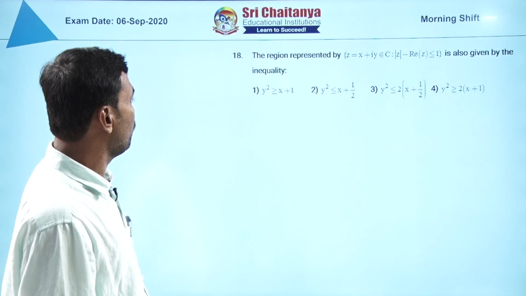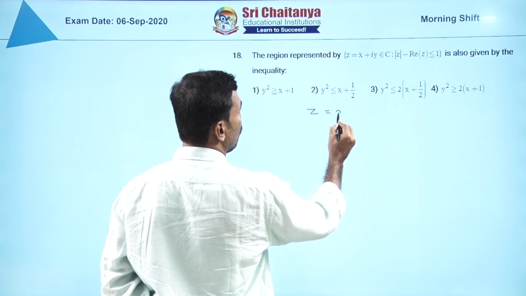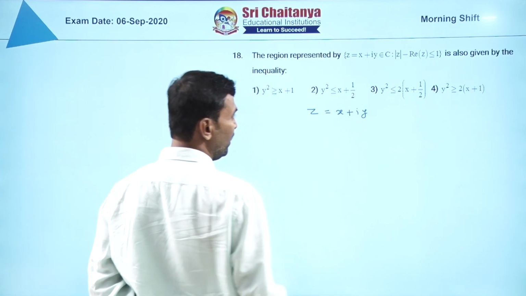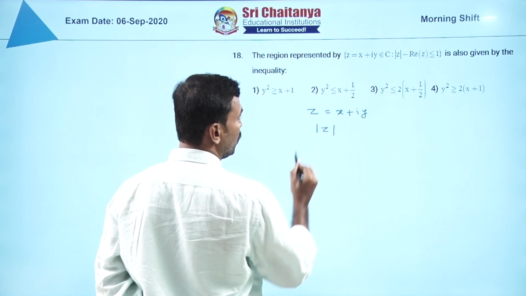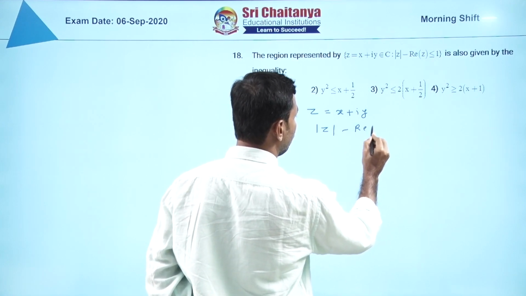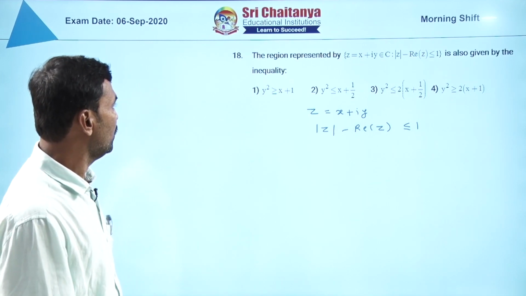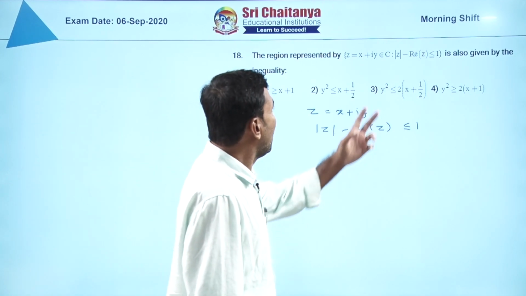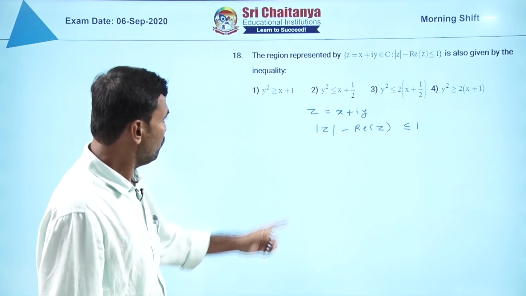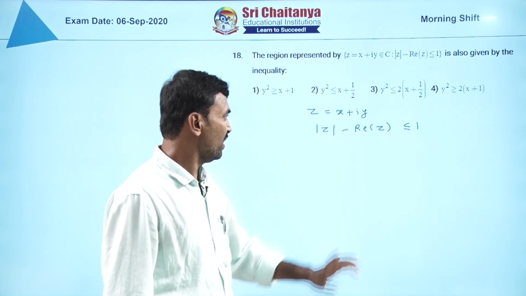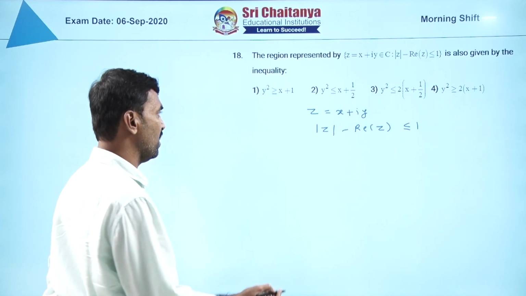Okay, this problem is from complex numbers. Z is a complex number of the form x plus iy, with the condition that modulus of z minus the real part of z is always less than or equal to 1. This is the condition, and he is asking which inequality describes this set. Just put z equal to x plus iy in this inequality and simplify, and we will get the answer.